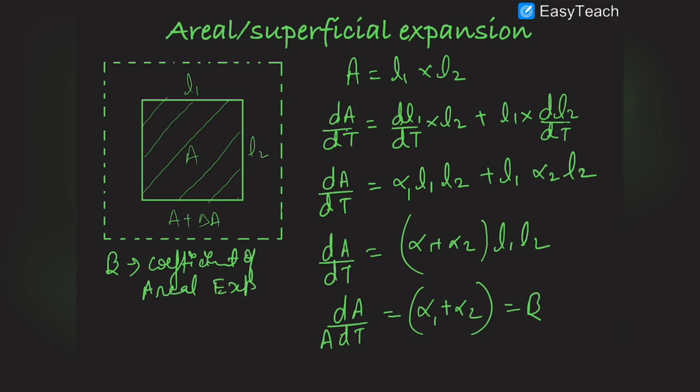So for those kinds of solids which have different expansion coefficients in all three directions, we can say that the areal expansion coefficient is beta, and this is alpha 1 plus alpha 2.